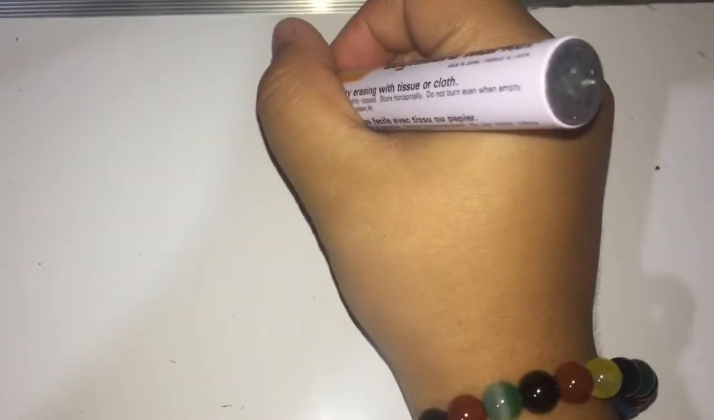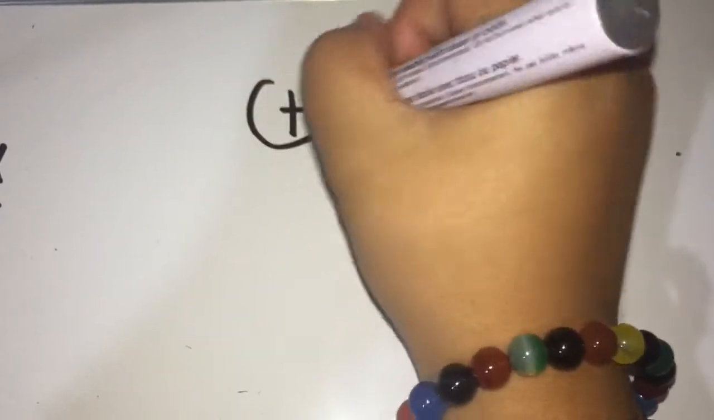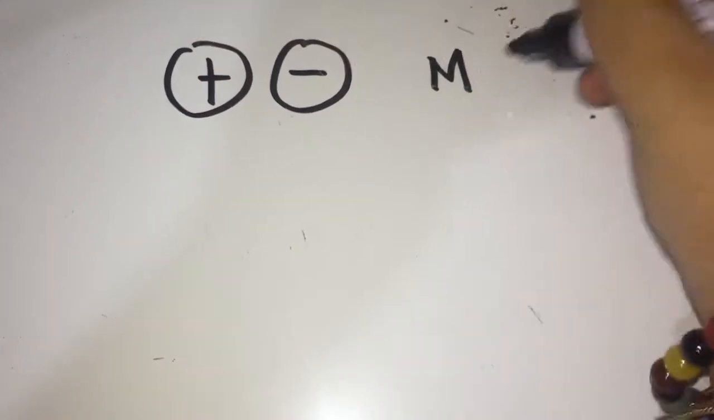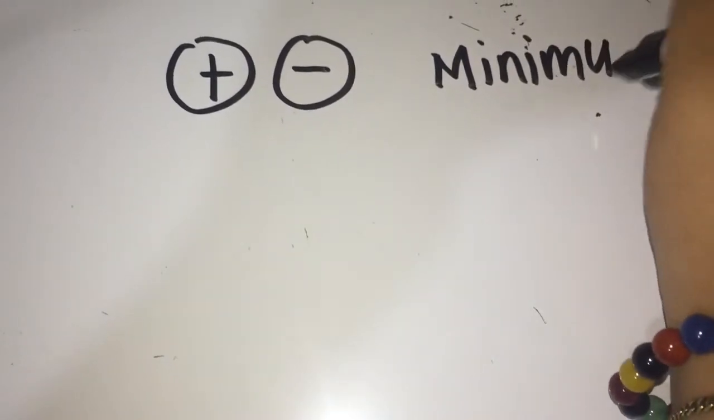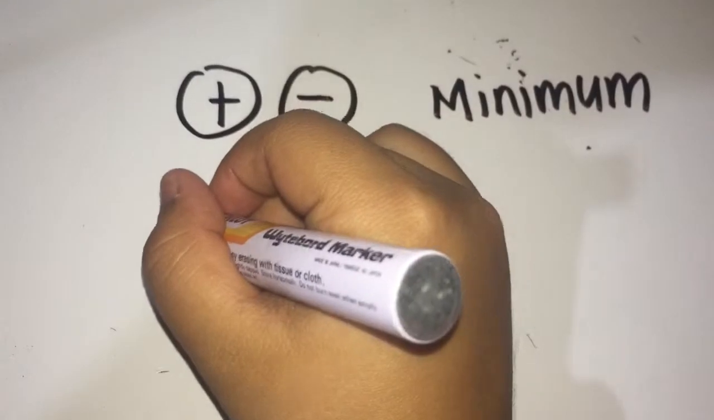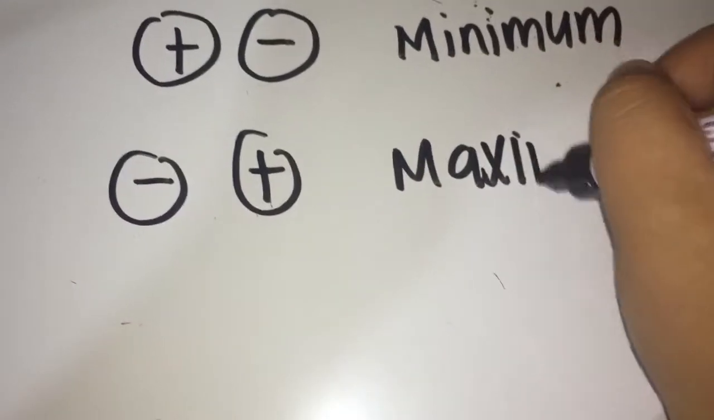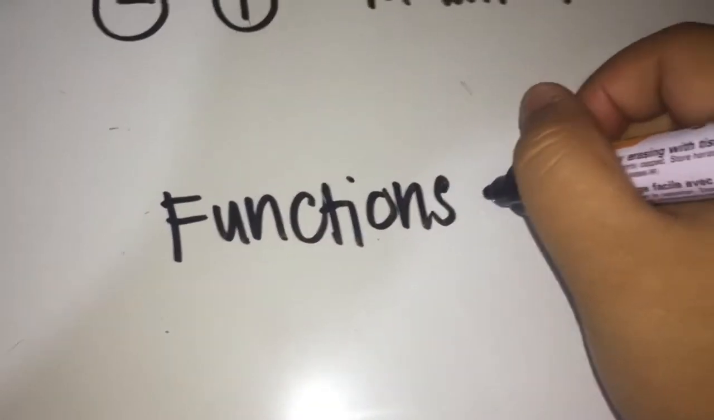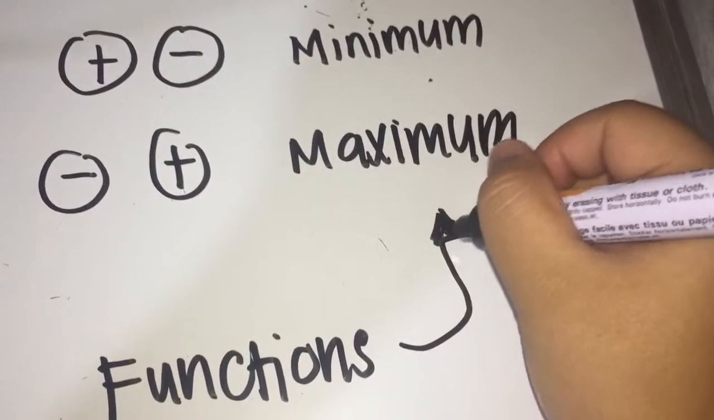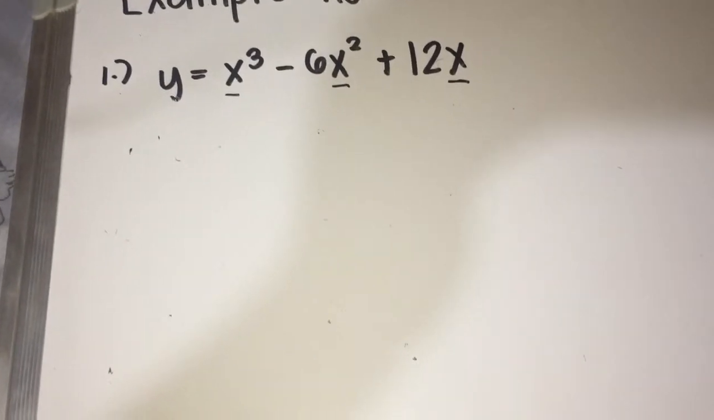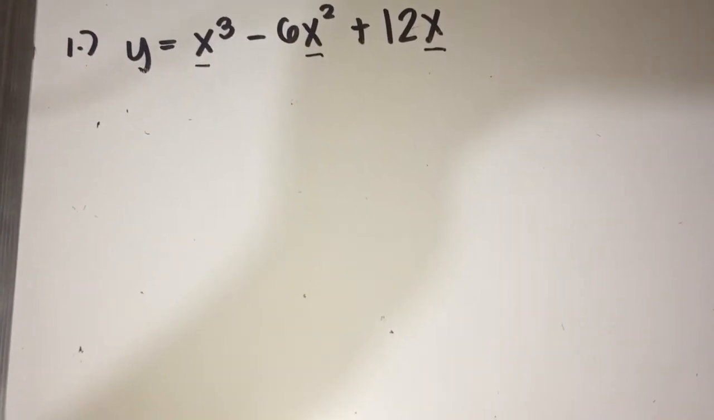Keep in mind that positive to negative is a minimum, and negative to positive is a maximum. But not all functions have this too. But before graphing, we need to figure out our x-intercept and y-intercept.